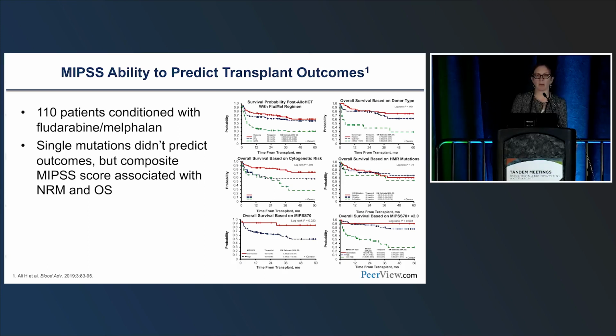Now, there is one thing I want to point out on this slide that will be important when considering the next slide. On the top survival curve on the left-hand side, the overall survival based on donor type, you'll see that the red curve and the blue dotted curve, which are both the higher curves, are related to matched unrelated. And the green dotted line, which drops quite significantly in terms of survival, is the mismatched unrelated.